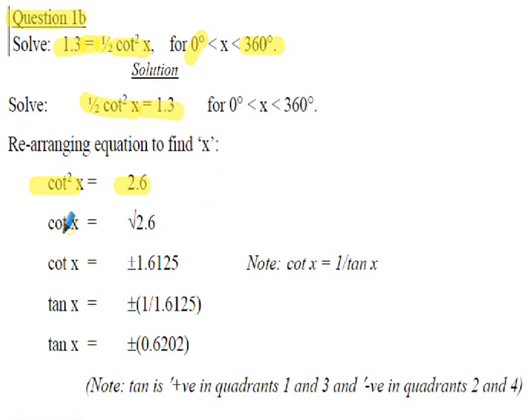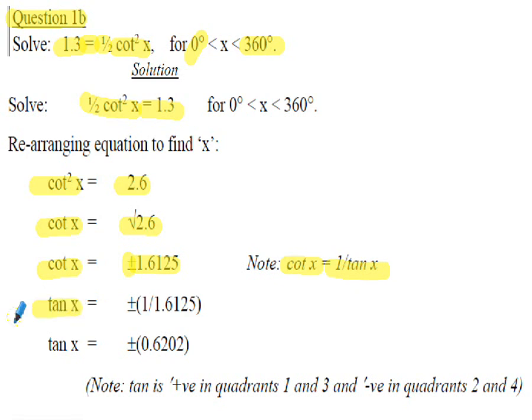On the next line, I've square rooted both sides, so on the left hand side, cot x is now equal to the square root of 2.6. Don't forget, when we take a square root, we get two answers, so in this case we get plus or minus the 1.6125, square root of 2.6. Now noting that cot x is equal to 1 divided by tan x, in other words they're reciprocals of each other, I can replace the cot x on the left hand side on the next line with tan x.